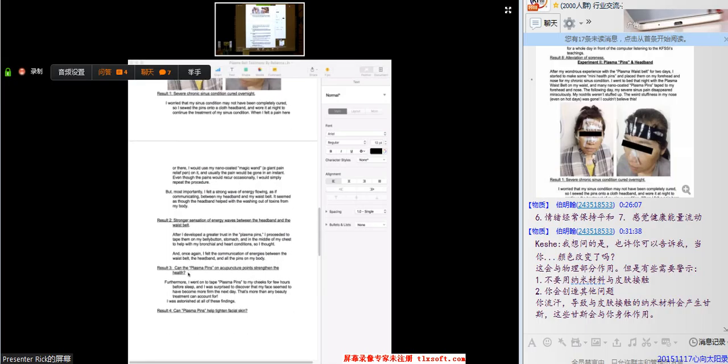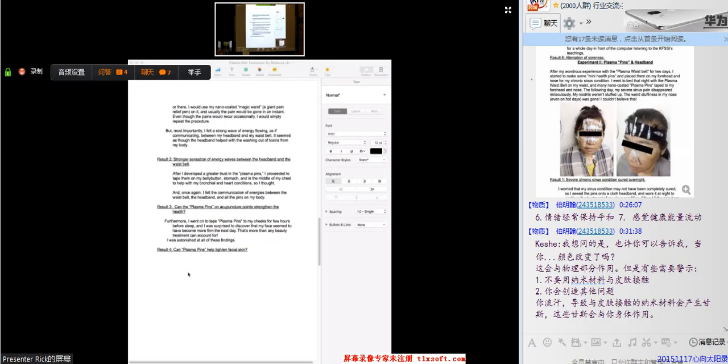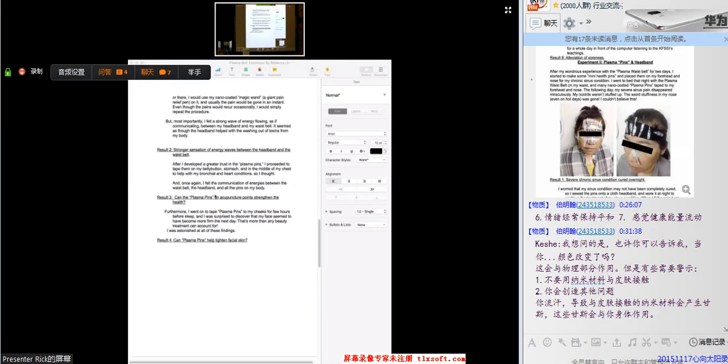After I developed a greater trust in the plasma pins, I proceeded to tape them on my belly button, stomach, and in the middle of my chest to help with my bronchial and heart conditions, so I thought. And once again, I felt the communication of energies between the waist belt, the headband, and all the pins on my body. Result 3, can the plasma pins on acupuncture points strengthen the health?